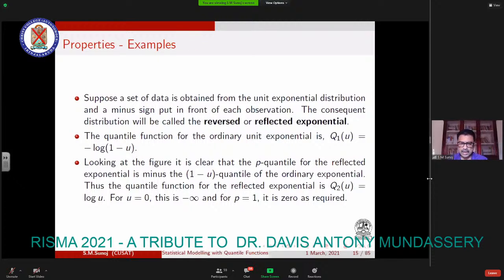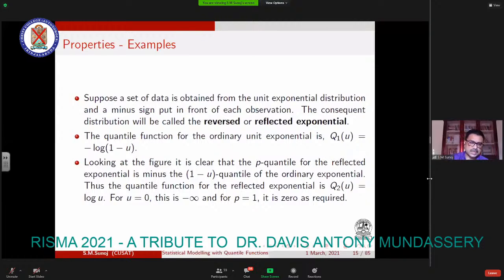Now, I will show you the figure, and before that, the p-th quantile for the reflected or reversed exponential is the minus of the 1 minus U quantile of the ordinary exponential, that we will see through the figure which is shown in the next slide.